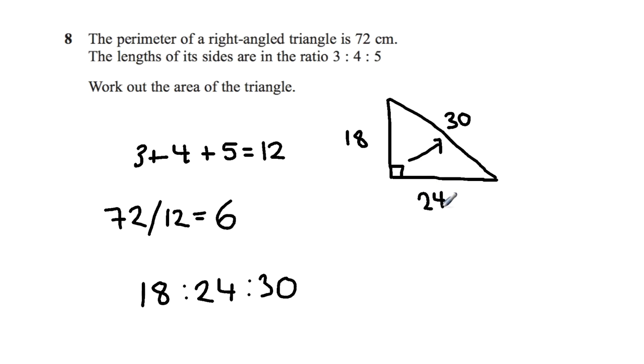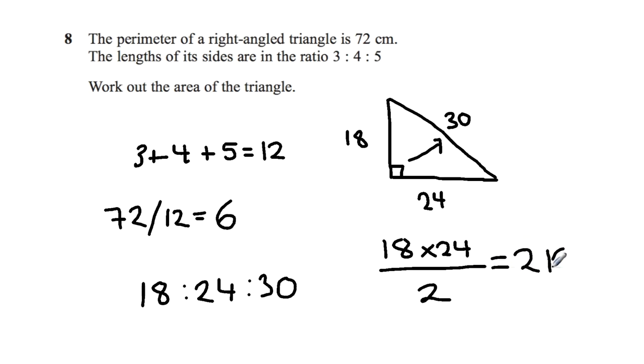Now, how do we find the area of a triangle? We're going to do height times base divided by 2. So the height is 18, the base is 24. So 18 times 24 divided by 2, which equals 216 centimeters squared. Okay, so that's our final answer for 8.